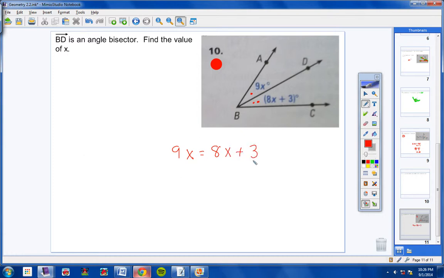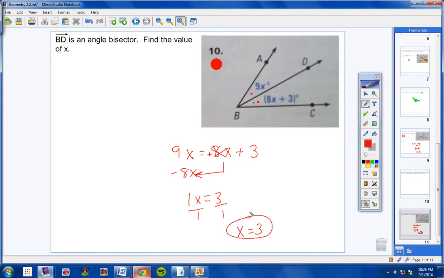Now, when you're solving a linear equation, your goal is to get the x's on one side and the constant terms on the other side. So with that in mind, I'm going to take this 8x and bring it over here. It is a positive 8x, so when I bring it over, it becomes a negative 8x, okay? And now it's gone. 9x minus 8x would be 1x, and then bring your positive 3 down, and then divide both sides by 1, and x equals 3. 3 divided by 1 is 3.